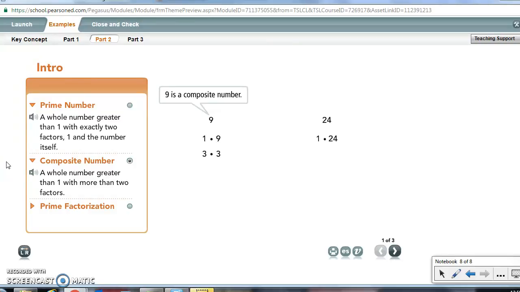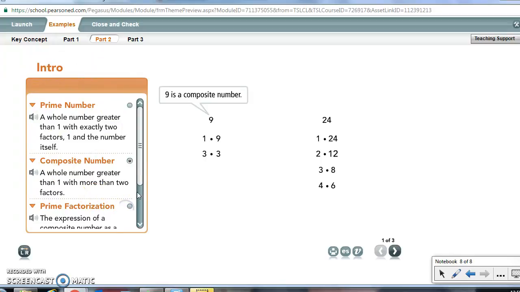So 1 times 24, 2 times 12, 3 times 8, and 4 times 6 all equal 24. So 24 is a composite number. It has 8 factors. A composite number is a whole number greater than 1 with more than 2 factors. So prime only had 2 factors. Composite can be 3 or more factors.